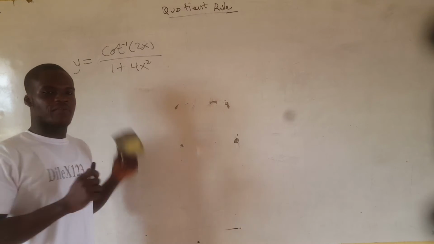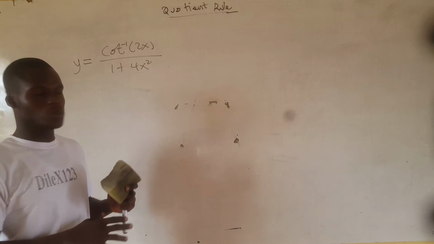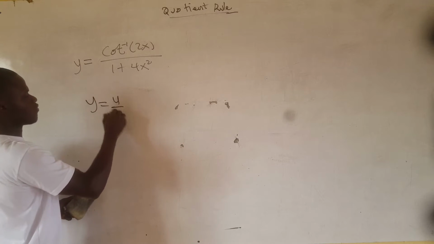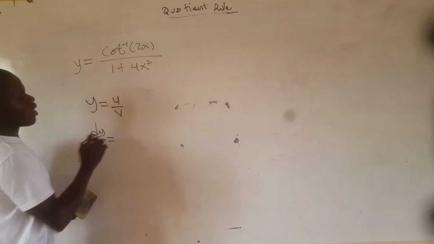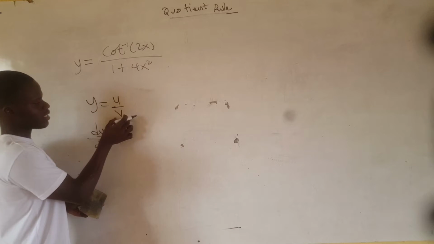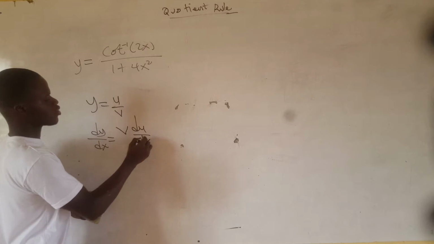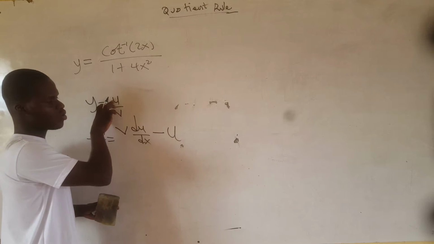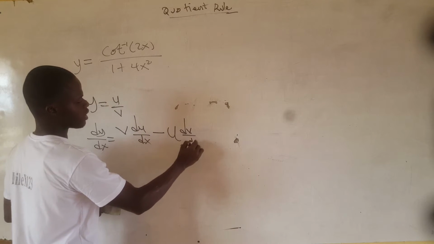Okay, let's differentiate the function we have on the board using the quotient rule. So let's first write the general form for the quotient rule. If we have y equal u on v, when we differentiate y with respect to x, for the right hand side we will maintain the v, that's the denominator, and then we differentiate the numerator with respect to x. So du dx minus u, so minus the numerator, then we differentiate the denominator, so dv dx.